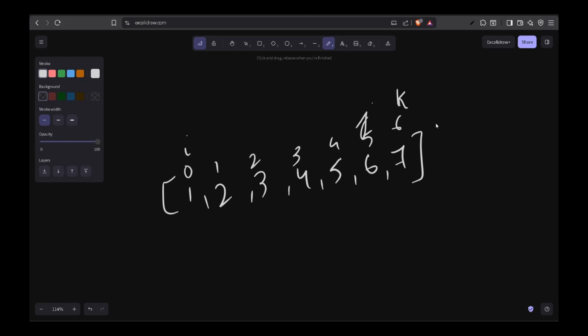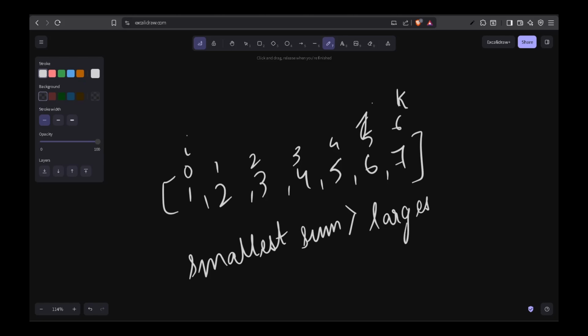How does this help us? Because as I said, the condition was to check the smallest sum larger than the largest side, right? We need to have the largest side available. That is done by k, and we'll see how i and j help us when we dry run the code, right? But the largest side is ensured by k.